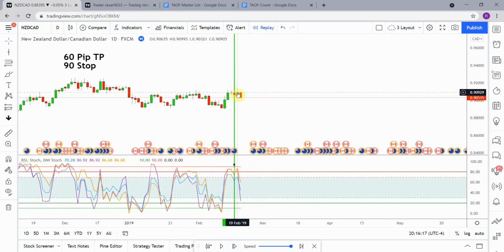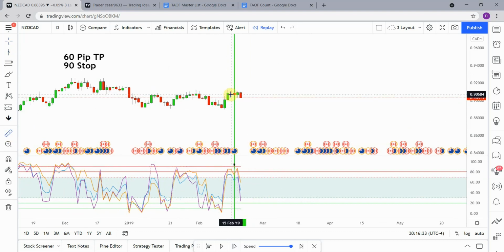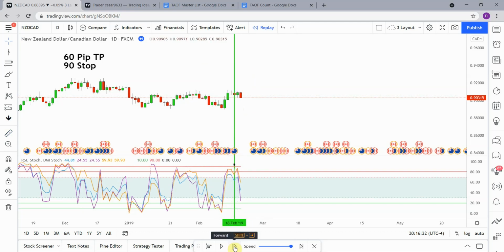All right, so right here we pick up the first signal. It's going to be a short signal. It's still being played out here. Let's just double check. We have not hit our stop. We have not stayed within our stop at this point. Let's go ahead and play it forward and see what happens.